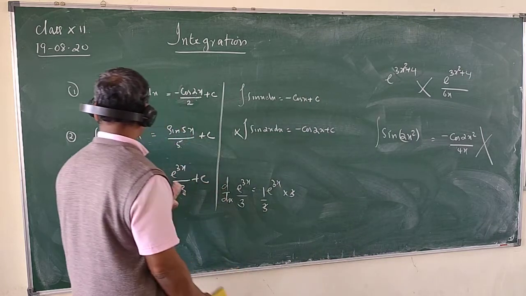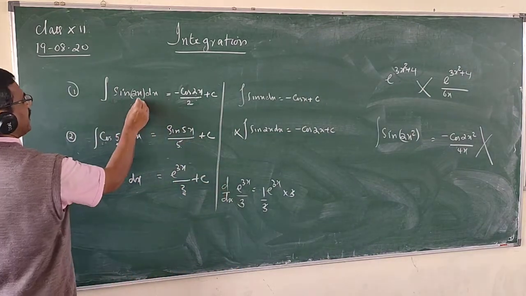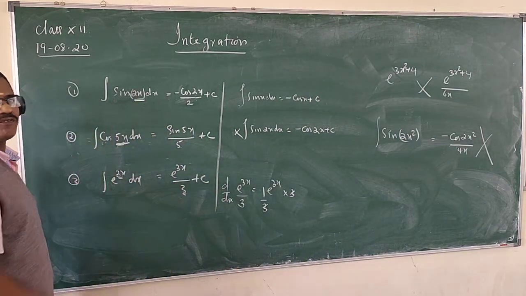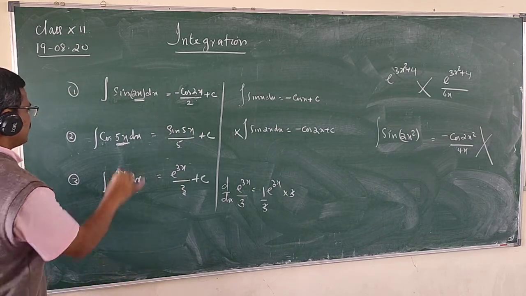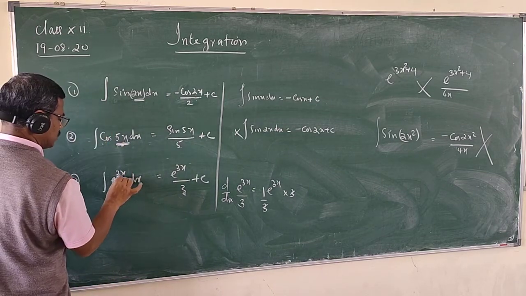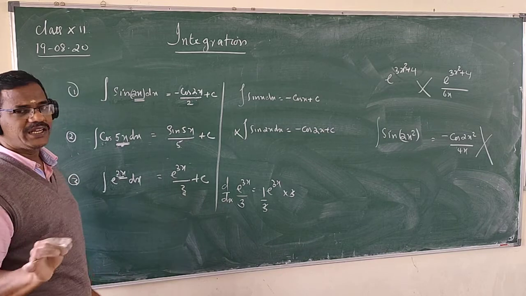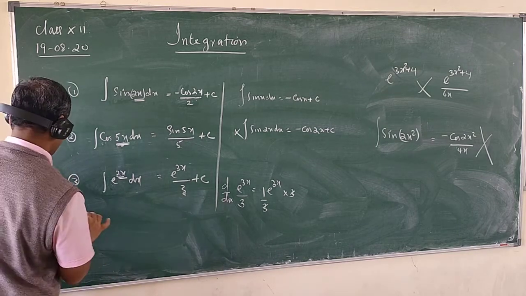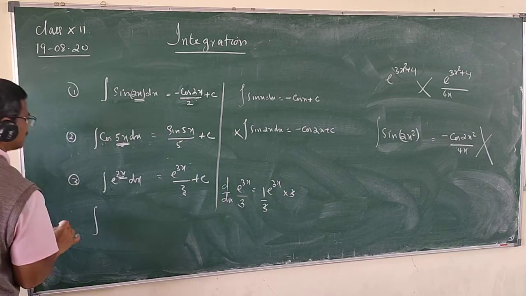So in these cases, this is applicable only when in place of x a linear function is there. Here also it is linear. This is also linear. In place of x, when a linear function comes, it can be done. So in general, we write like that.